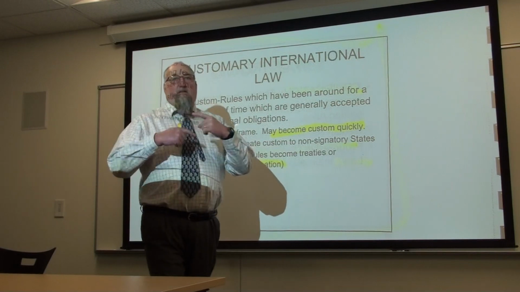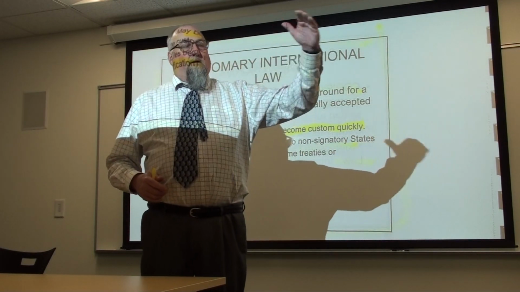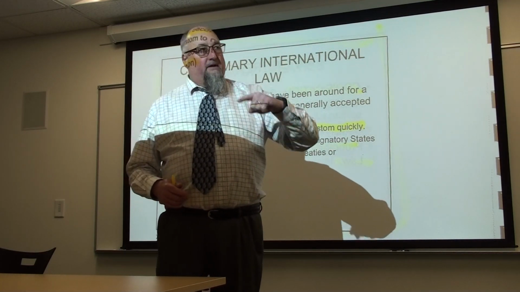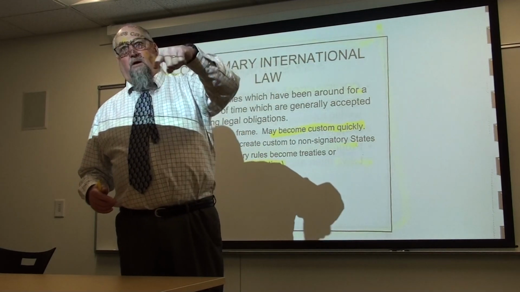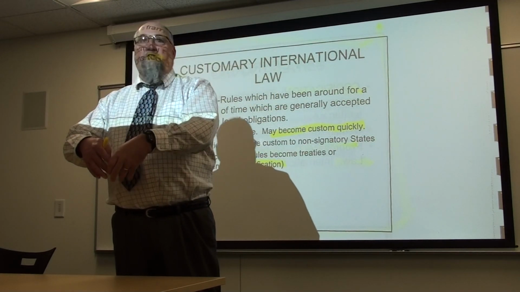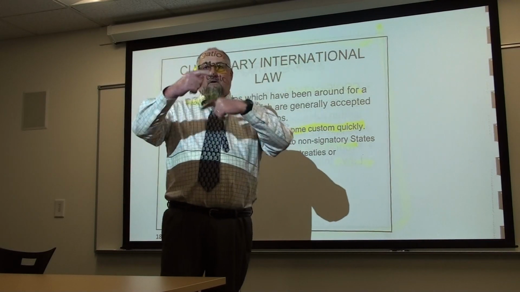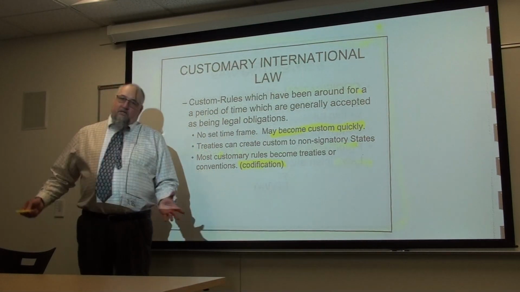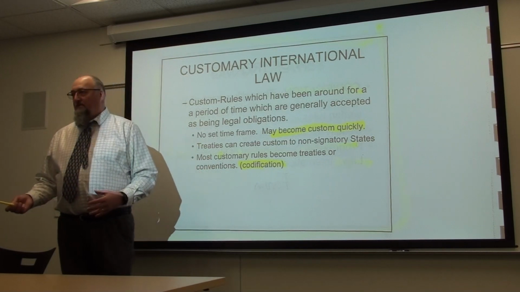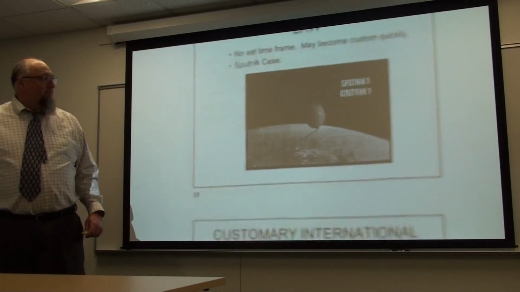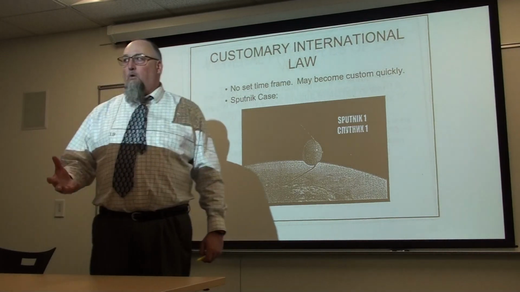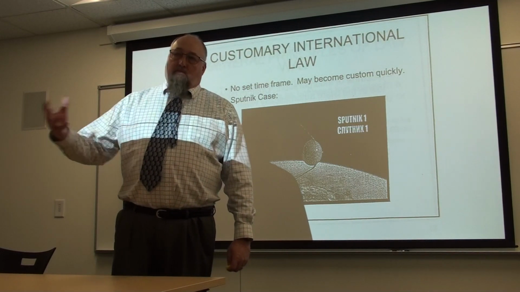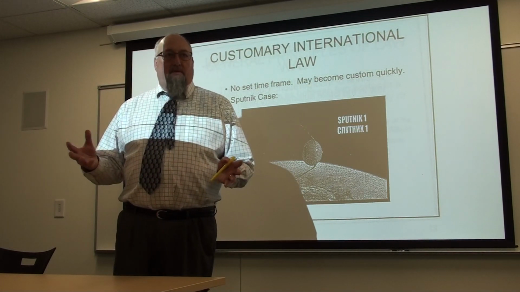So, sort of a chicken and the egg thing. Custom can create a treaty through codification, and that treaty can then create custom that's binding upon countries that are not part of the treaty, at least initially. And then it kind of goes in a circle, so to speak. So I go back to my question, what is the highest form of law? If a satellite can essentially create international law in a moment, overnight, right there on the spot, isn't that really the highest form of law, in a way?